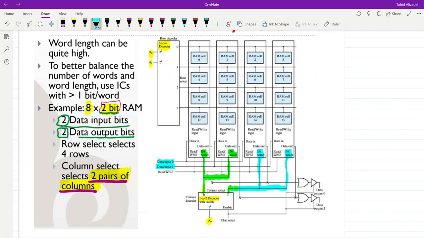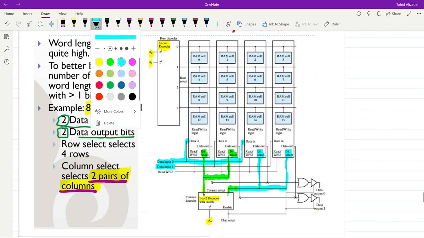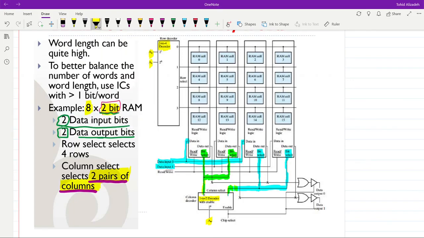You can see that the data input line 0 is connected to the data input for the first column, and it is connected to the data input of the third column. And similarly for the data input line 1, it is connected to the data input of the second column and the fourth column. Read write is common among all of them, so they all are connected to the same signal, to the same command, read and write.